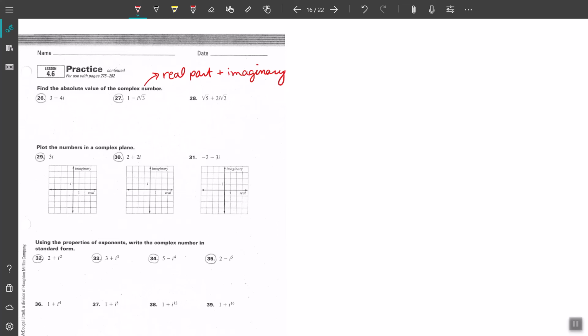All right, and you are going to be able to recognize the imaginary part because of the little italics i that we're using to represent the square root of -1.